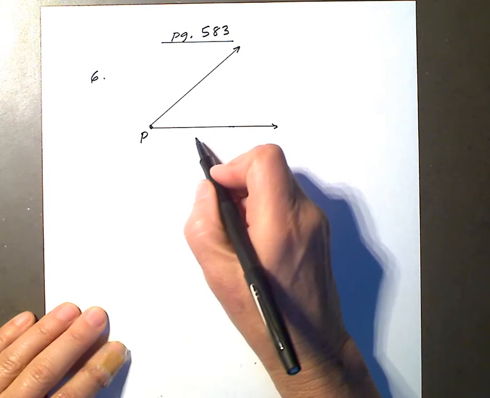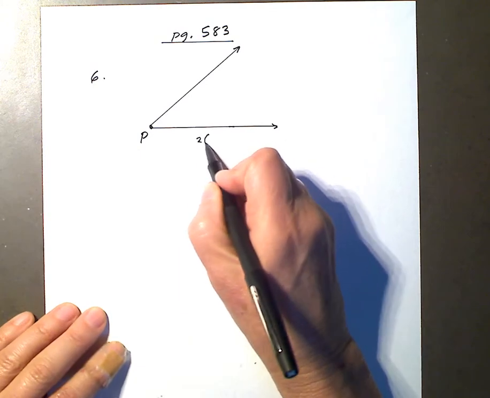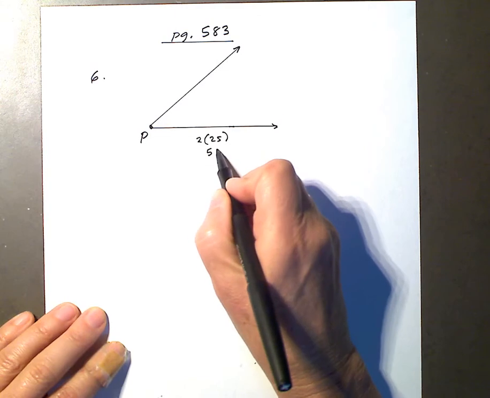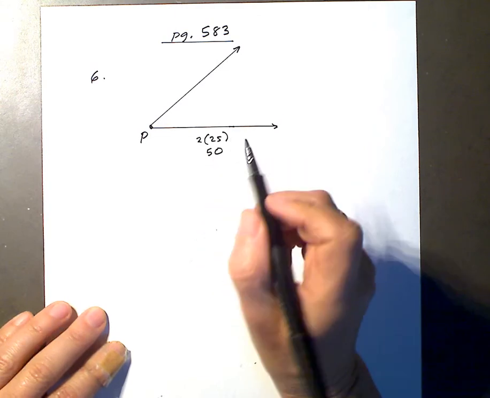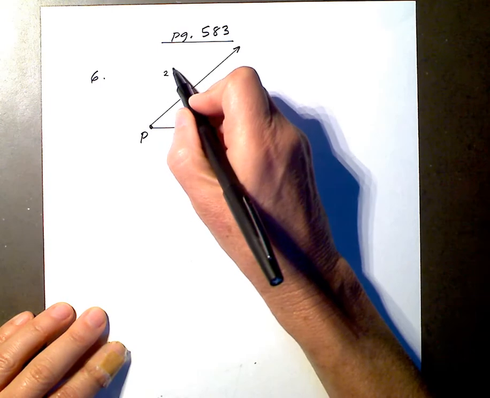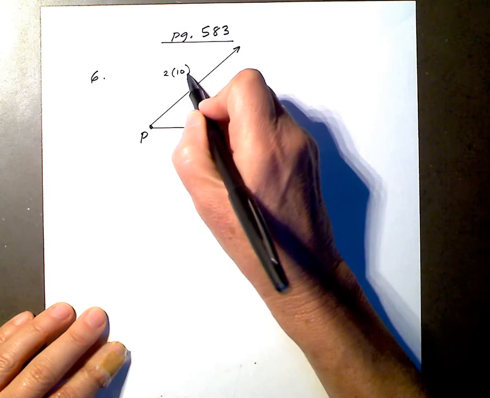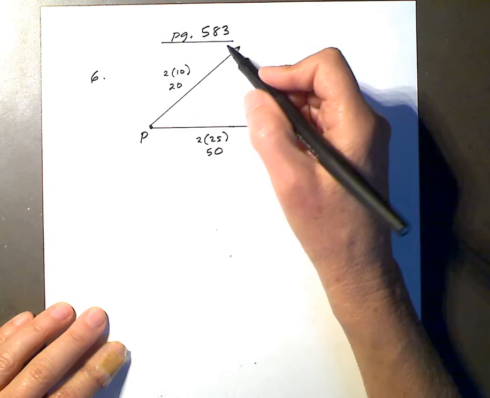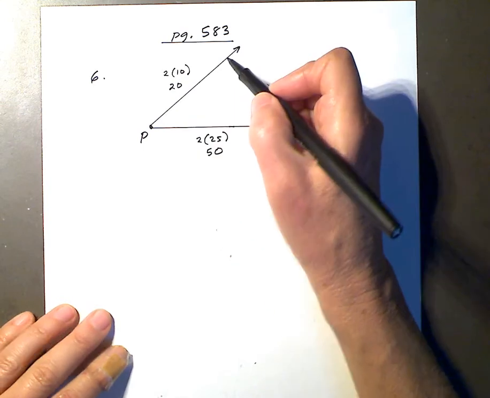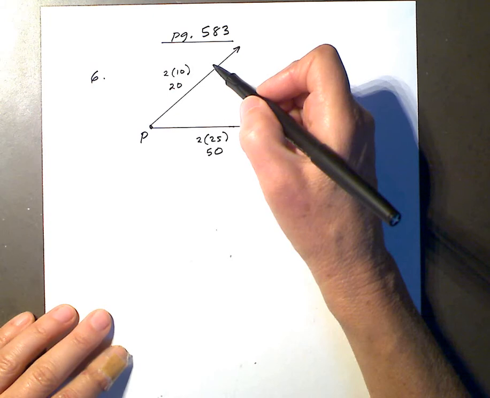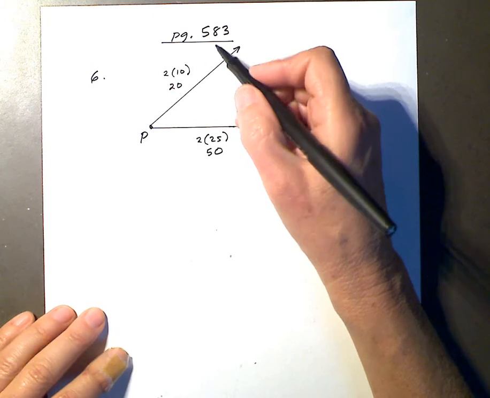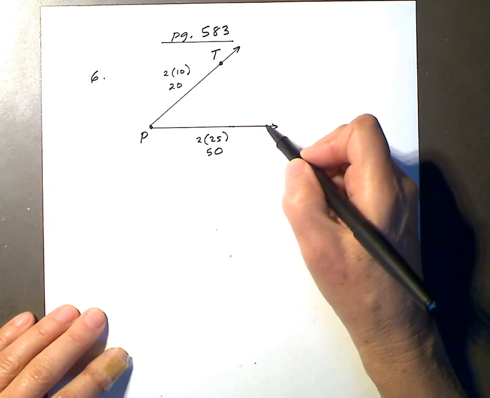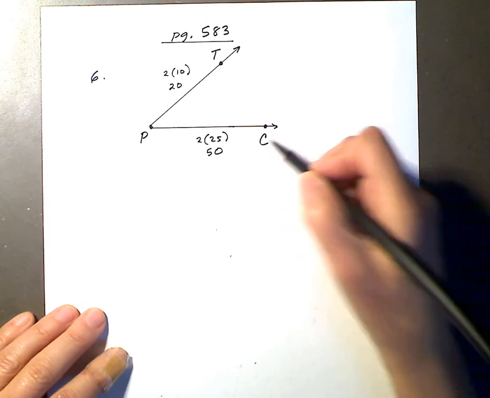So if this one goes 2 hours at 25 miles an hour, it's going to make a distance of 50 miles. And if this one goes 2 hours at 10 miles an hour, it's going to go a distance of 20 miles. And this was the tanker, because this was the slower one, so we'll call that T. And then this is the cruise ship that goes farther, going faster. It's not really drawn to scale.